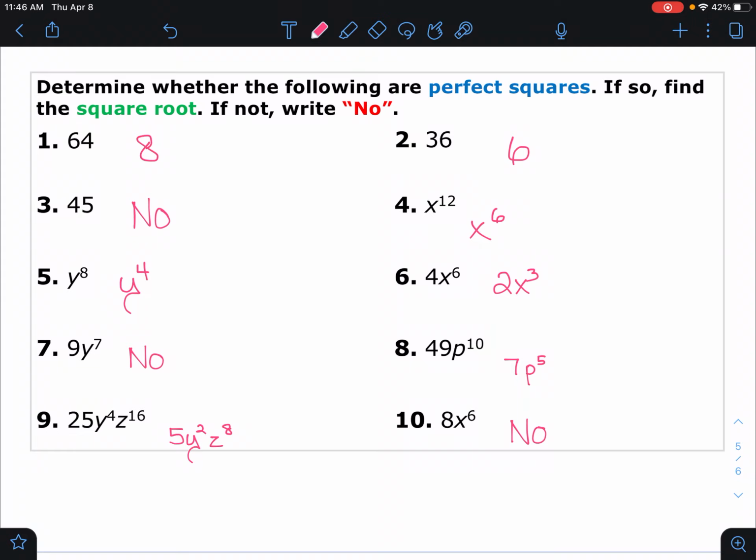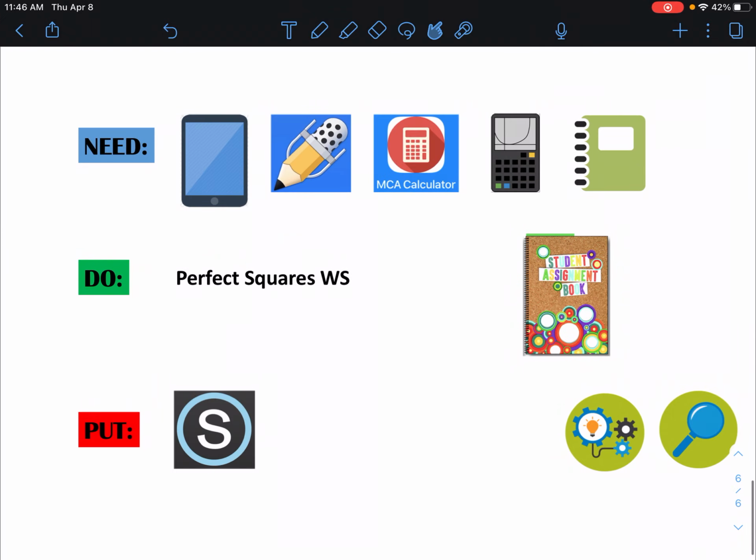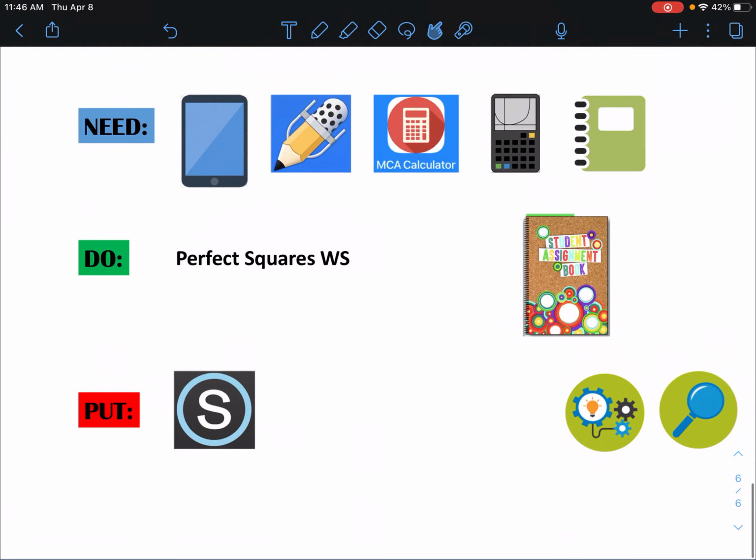Your assignment should go pretty fast if this makes sense. It is the Perfect Squares worksheet. Write it into your plan book and check it off once you've finished.